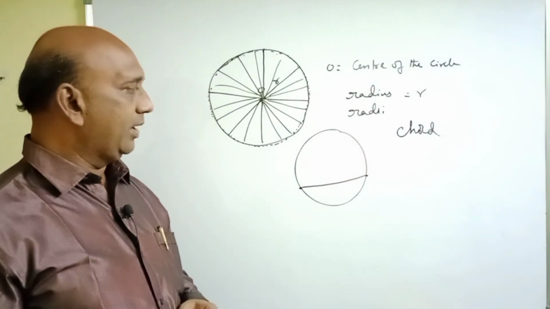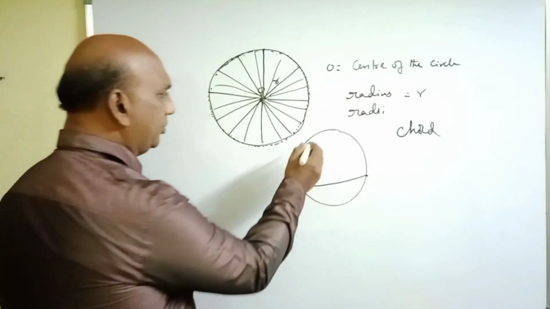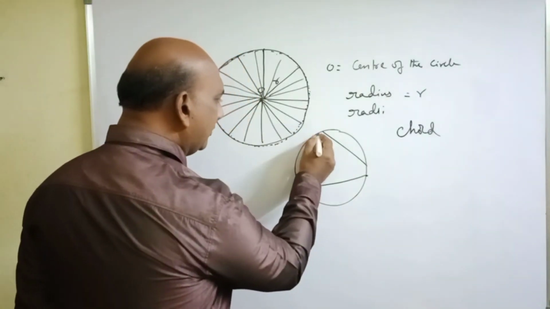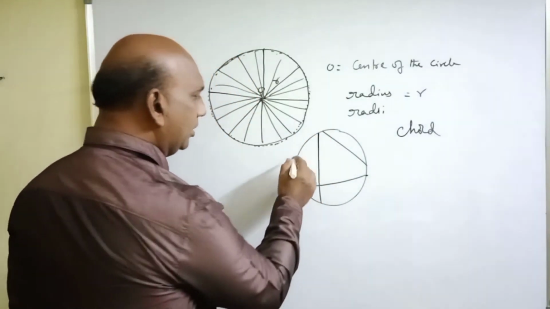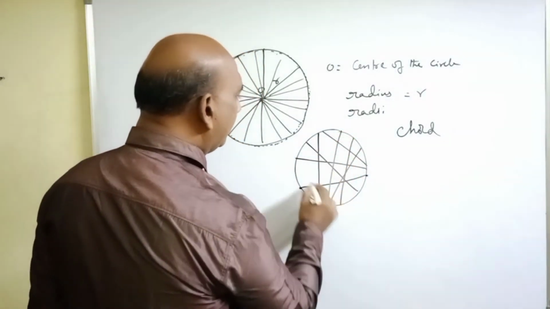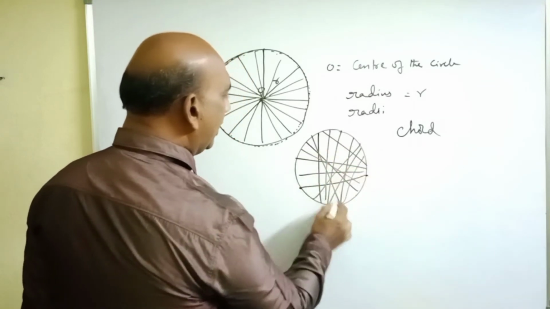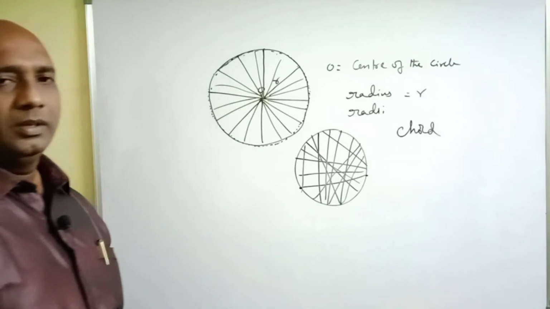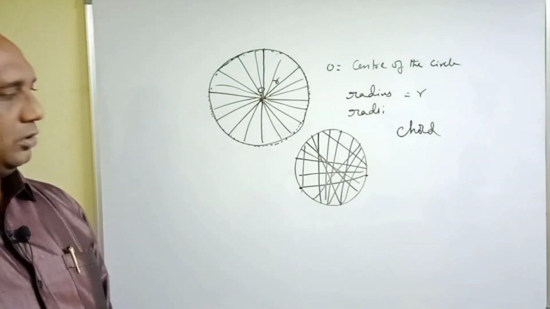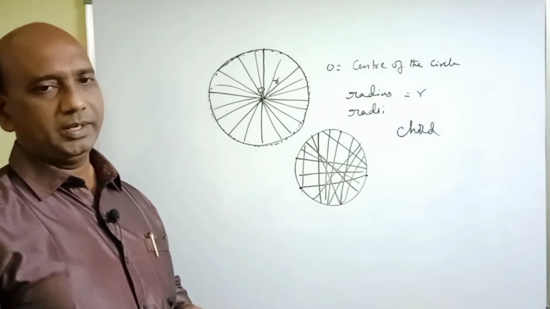Like this, infinite number of chords we can draw. If we join any 2 points on the circle, suppose a point from here to here, this is also a chord. The line segment formed by joining these 2 points is a chord. Like this, we can draw infinite number of chords to a circle in any direction. If you join any 2 points on the circle, that line segment is called a chord of the circle. So, we can draw infinite number of chords to a circle.